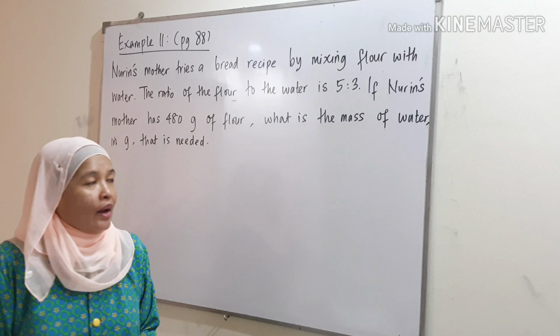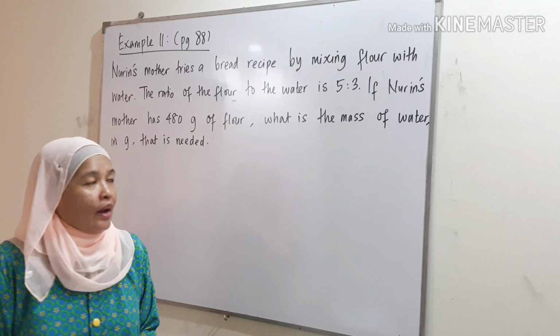So check the arrangement. This amount of flour, how many water? So the left side should be for flour. So the arrangement is already correct, so no need to do adjustment. So 3 divided by 5 multiplied by 480 gram, and it gives the value of gram in water. So the answer is in gram.